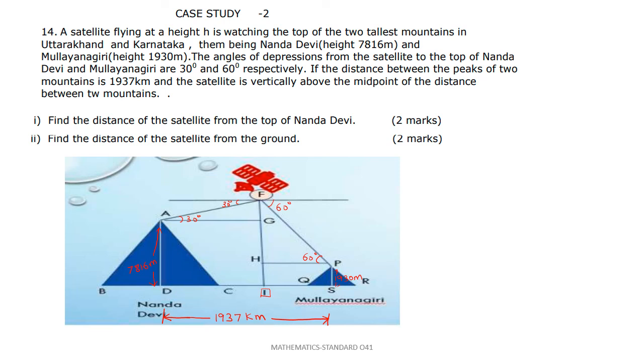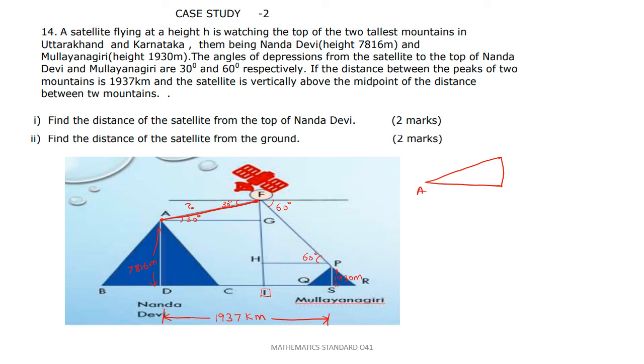Now let's see what we need. Find the distance of the satellite from the top of Nanda Devi. Find the distance of the satellite from the top of Nanda Devi means we want what is AF. The first step is we need to find what is AF. So let me draw only that part which I need because so many things are there which we will not use for solving this part of the problem.